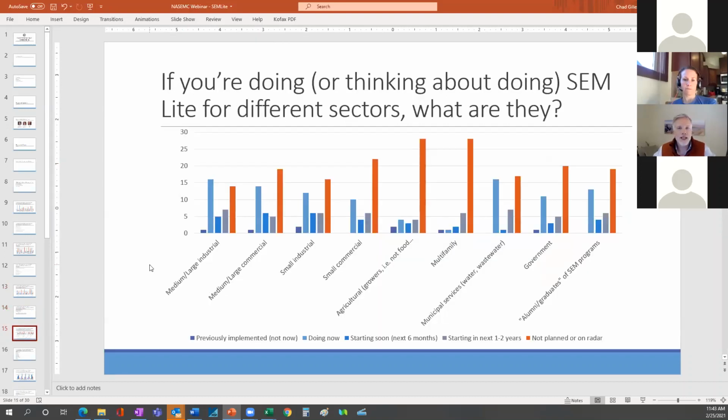If you're thinking about SEM Lite for different sectors, what are we thinking about? Again, we talked about wastewater before. That's something people are thinking about. This one is not really a sector, but more a type of customer, people that have graduated from your program. So if you have them in a more intensive program like a cohort, then when they finish with that year or 2 years, do they roll into something more of a light touch approach? You can see some other high-level trends there.